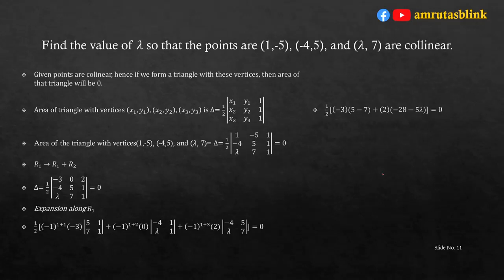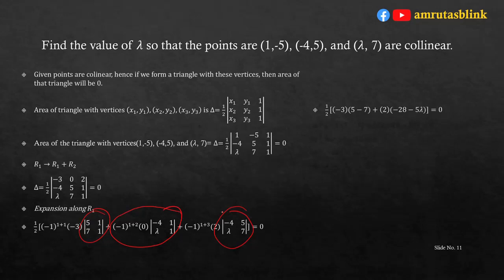So, we have 1 by 2. Now, this expression will become 0. So, minus 1 raised to 1 plus 1 is plus 1. So, minus 3 as it is. So, 1 by 2 into bracket minus 3. Now, value of this determinant will be 5 minus 7. Now, minus 1 raised to 1 plus 3 is plus 1. So, plus 2 into bracket. Now, value of this determinant will be minus 28 minus 5 lambda is equal to 0.